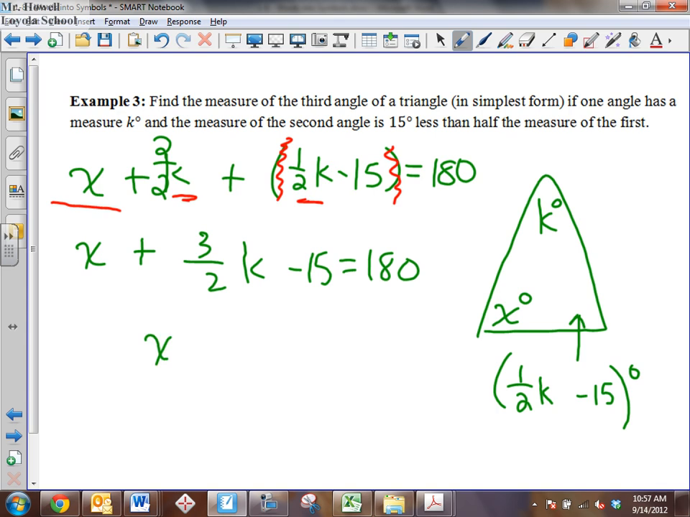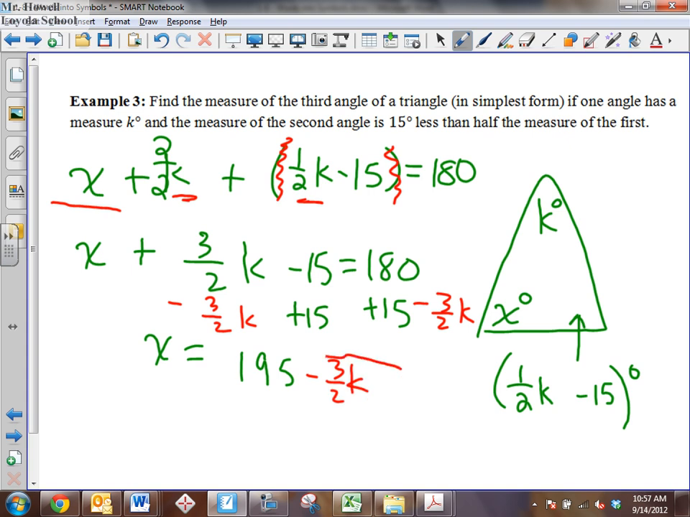So we have x is equal to, let's move this 15 over. We're going to have a 195 here. Then we're going to take the 3/2 k and subtract 3/2 k from both sides. So let's put a minus 3/2 k, and that is our answer for x. It looks kind of odd because there's no number there, obviously. So you're not used to this maybe, but again, we're solving for x in terms of the other variable k.